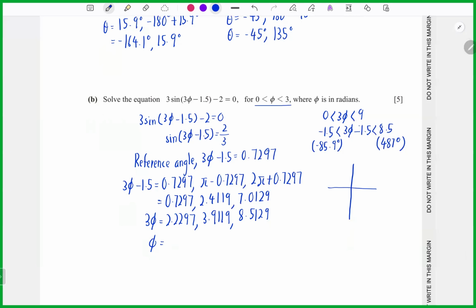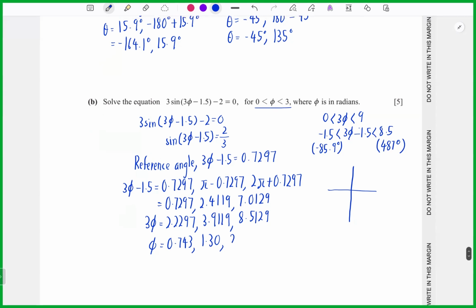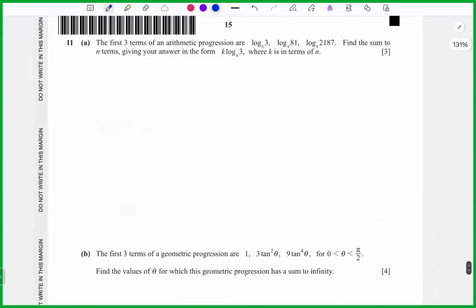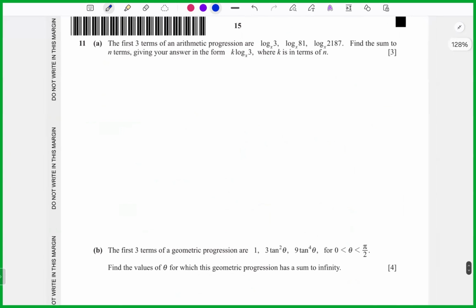2.2297 divided by 3 is 0.743, then 1.30, then 2.84. Okay, so make sure your answers are in 3 significant figures. Okay, now we're going to the last question, question 11.